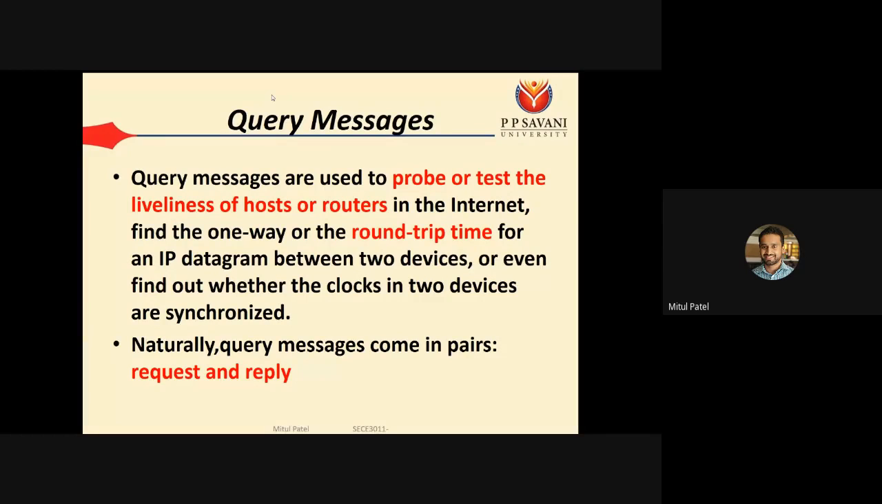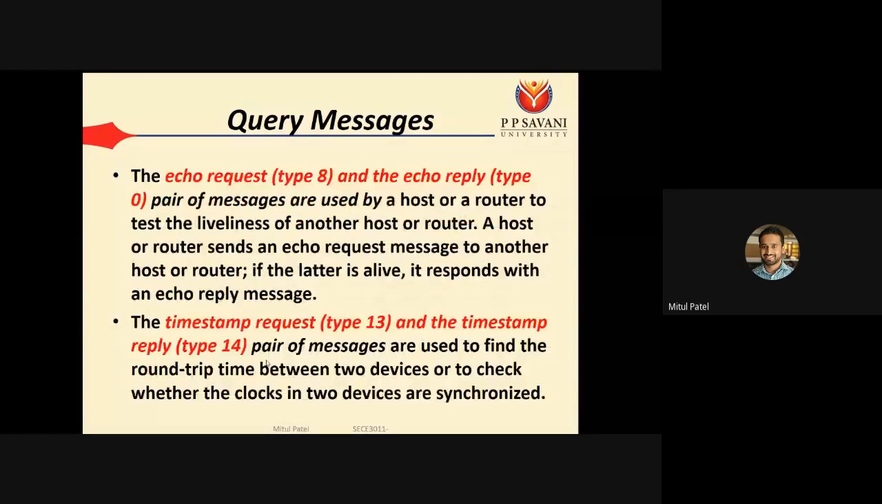These query messages come in pairs, that is, request and reply. The first one is echo request and echo reply. For that we can use the ping message. Ping and traceroute both come in the category of ICMP messages. For echo request the type is 8 and for echo reply the type is 0. It will check whether the host is alive or not.